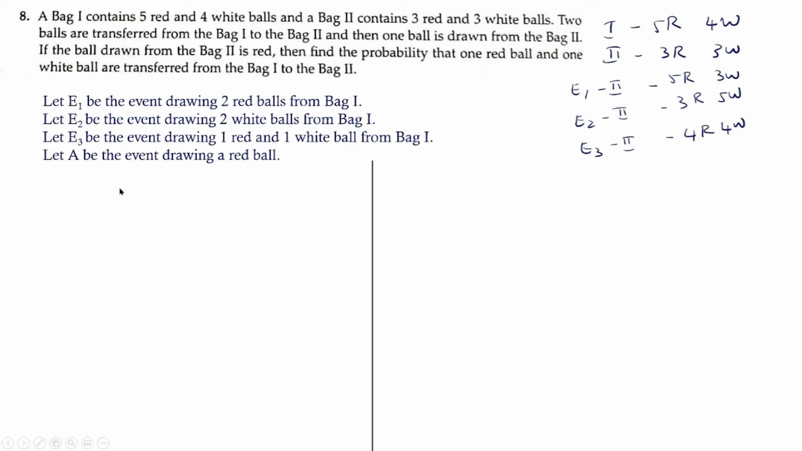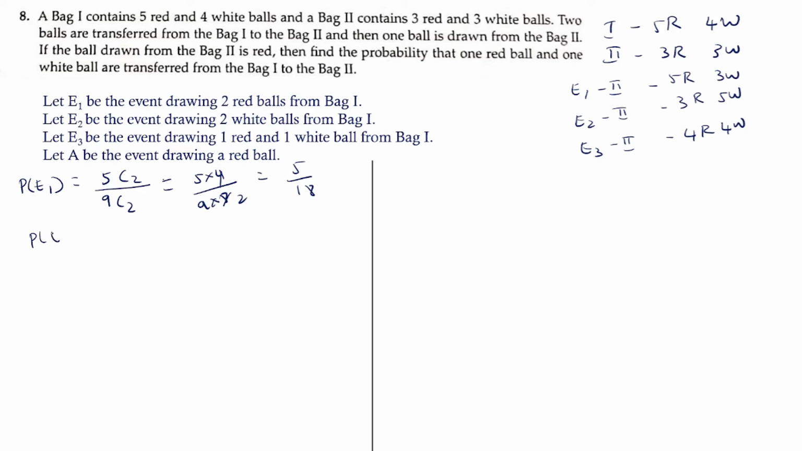Let A be the event drawing a red ball. So we need to find probability of E3 given A. So first let us find each of these probabilities. Probability of E1 is drawing 2 red balls from bag 1. 2 red balls can be drawn from 5 red balls in 5C2 ways, and the total number of outcomes is 9C2. So this is equal to 5 into 4 upon 9 into 8. This is 5 by 18.